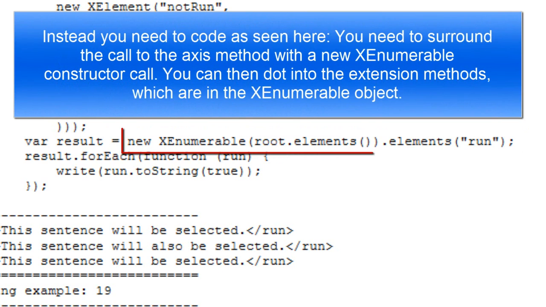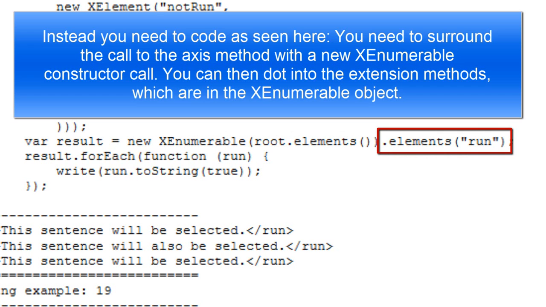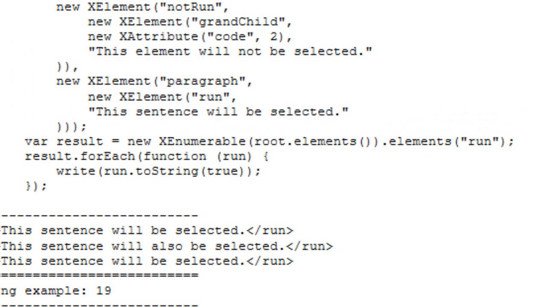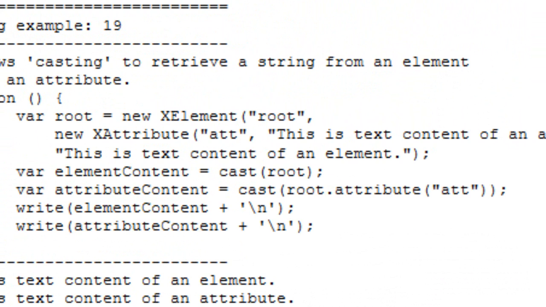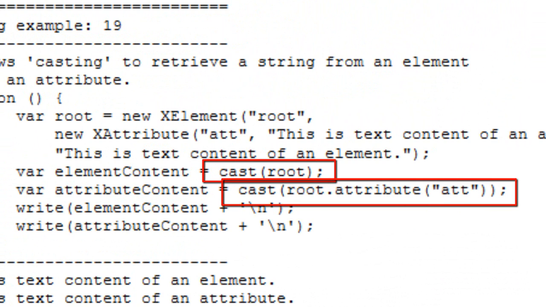You need to surround the call to the access method with a new xEnumerable constructor call. You can then dot into the various extension methods which are in the xEnumerable object. 19 and 20 show the equivalent idiom to casting elements and attributes in LINQ.